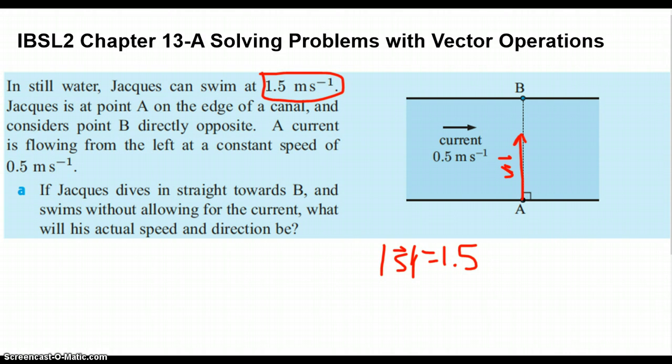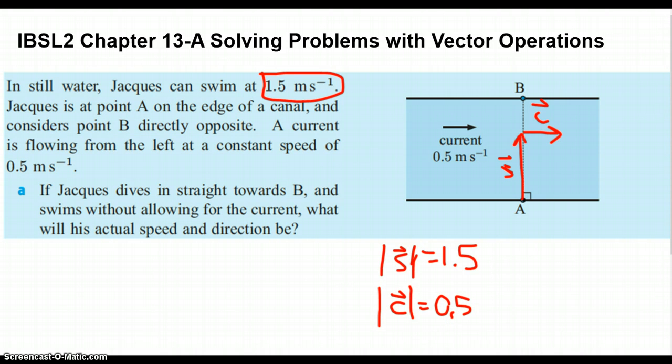Okay. Now, also at play is our current, and you can see it over here. I'm going to translate that over to here. There's our current. I'll call that vector C for current, and that 0.5 is the magnitude of the current, so that's 0.5 meters per second.